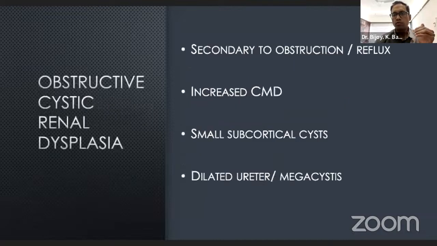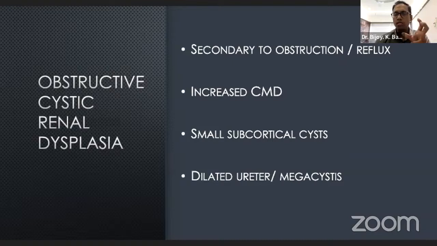The next group of cystic renal disorders comes in this category where it is secondary to an obstruction, which is called obstructive cystic renal dysplasia. Now, these kidneys are going to have a variable appearance. They can be large or small, and they are always going to be echogenic. The CMD is going to be maintained. Sometimes you can get subcortical cysts as well.